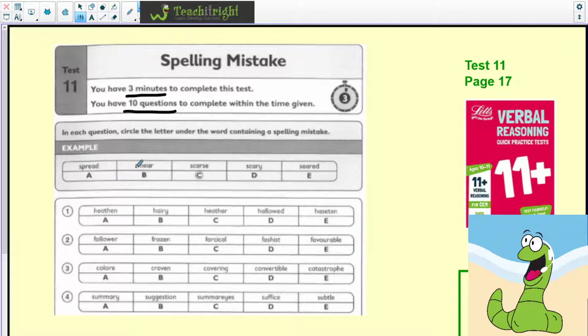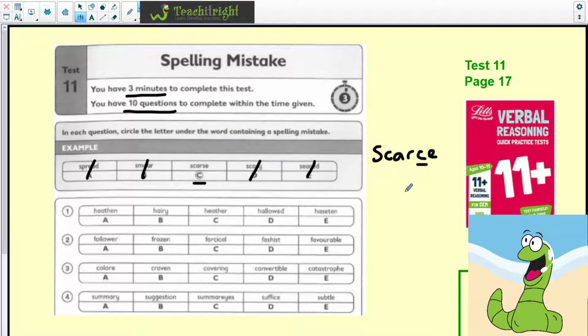Let's have a look at the example. So we've got spread, smear. Now this isn't how you spell scarce. So if I was to write down how I spell scarce, you can see that they've got an S rather than the C. Scary and seared, they are correct. Now the other thing you can do in these type of questions is cross out the words that you know are spelt correctly, and that might just leave you with one that is theoretically the odd one out, the word that has been spelt inaccurately. Let's have a little look.